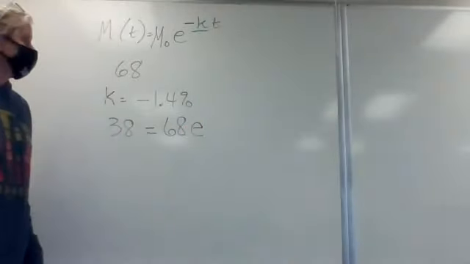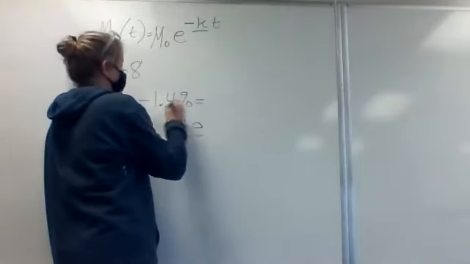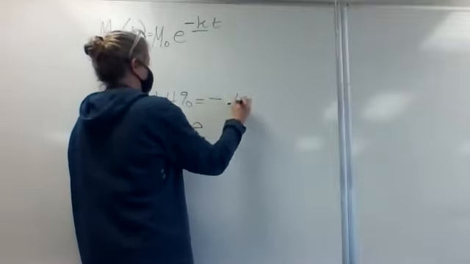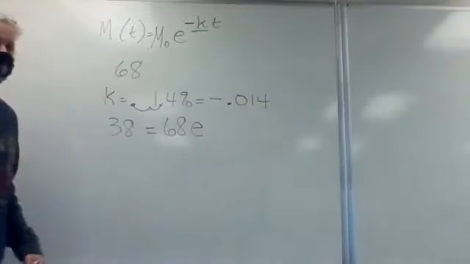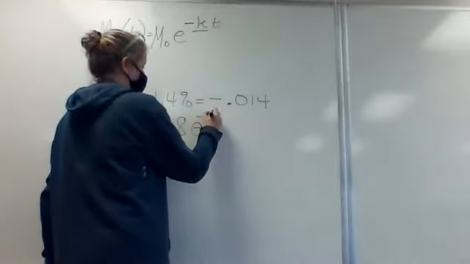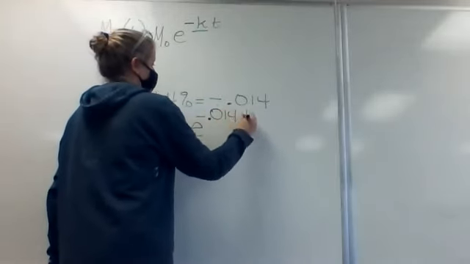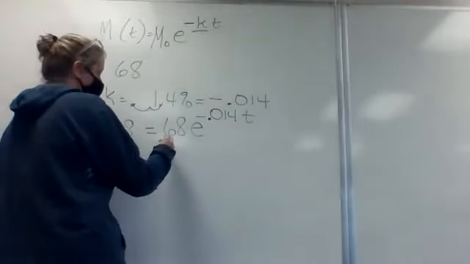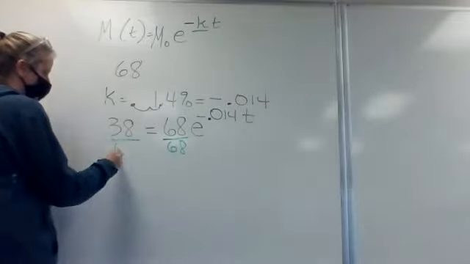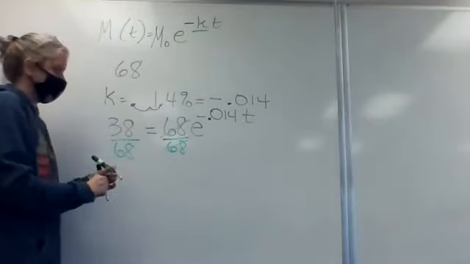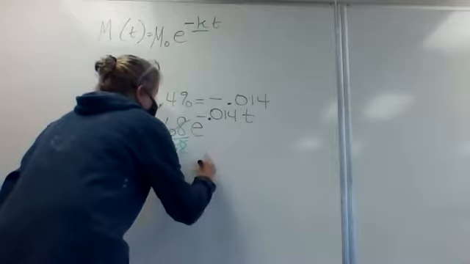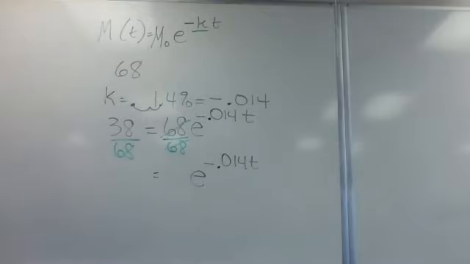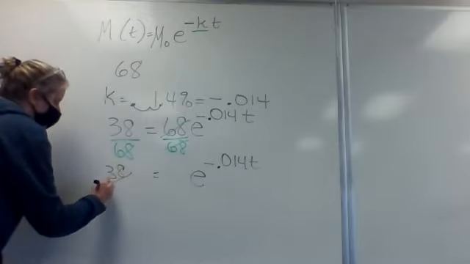e, I need to rewrite this as a decimal. So negative 0.014 T, and we're solving for T. Divide by 68. So now I have e to the negative 0.014 T equals 38 over 68.